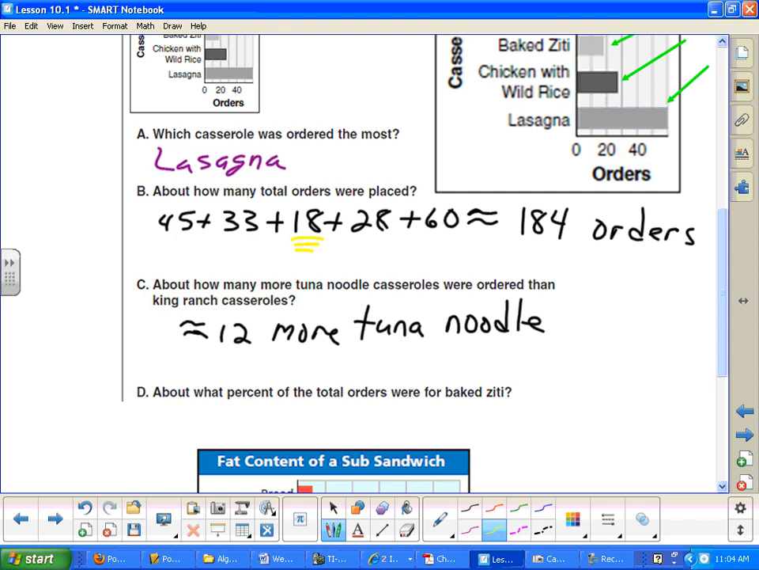Right, we'd have to do 18 divided by how many orders there are to find that percent. And so what is 18 divided by 184? So that's approximately 9.7, okay, approximately 9.7%. All right, so we found that because we did 18 divided by 184, the total number of orders.